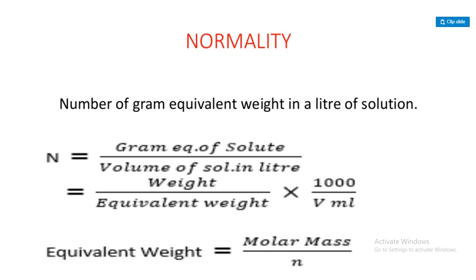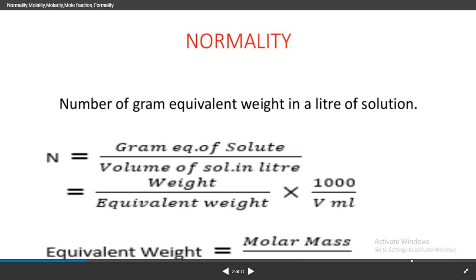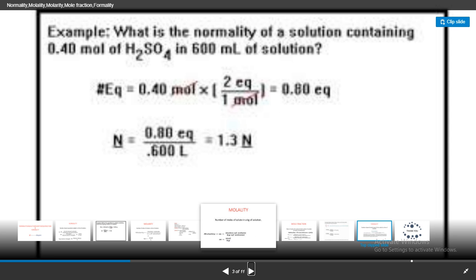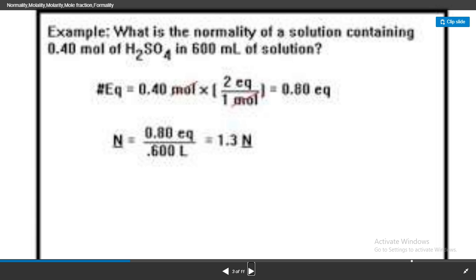So the volume of the solution is in liters. As we know, 1 liter is equal to 1000 ml. That's why we can easily calculate the normality of a molecule like this. So next, we have to go for an example like this.